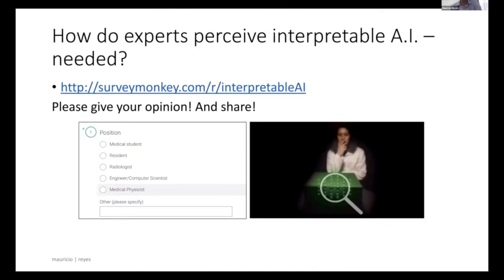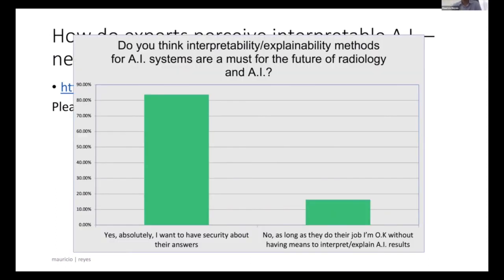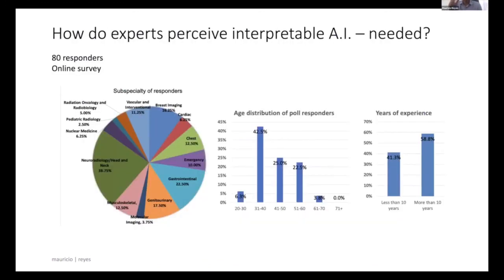Just to finalize, we quickly asked radiologists. It was a poll we ran last, and we asked them about their opinion on interpretability. First, we asked them whether this is useful, whether this is something we should promote in the future. And I think more than 80% said yes, that's something important. The question then was why this would be important.